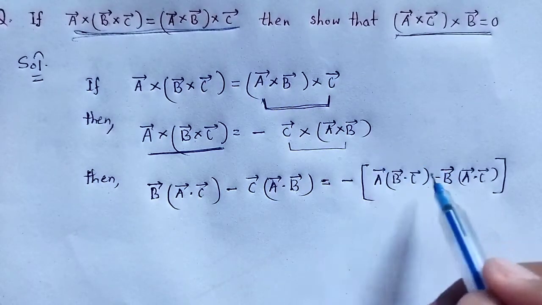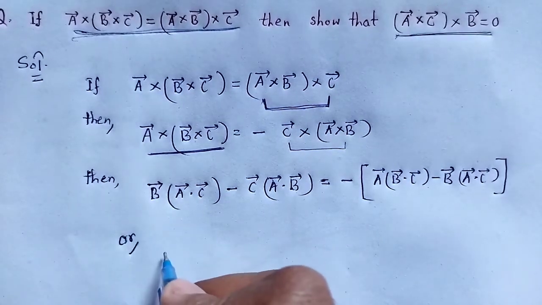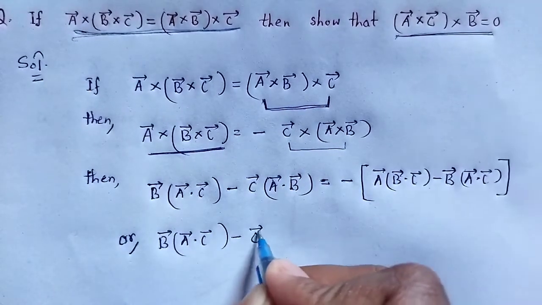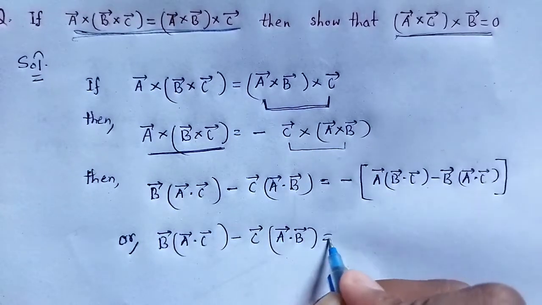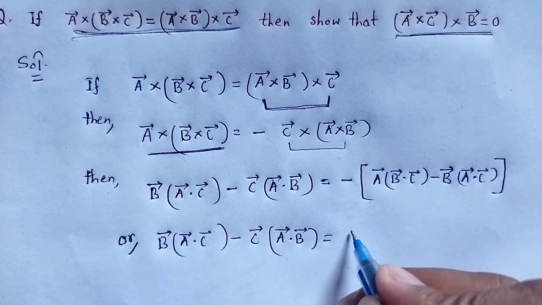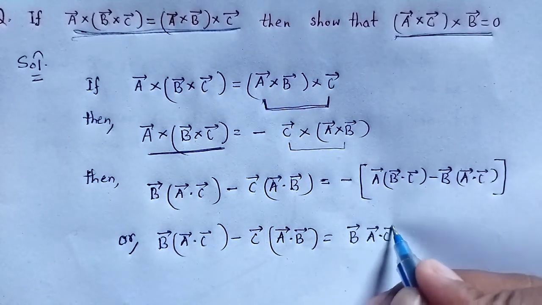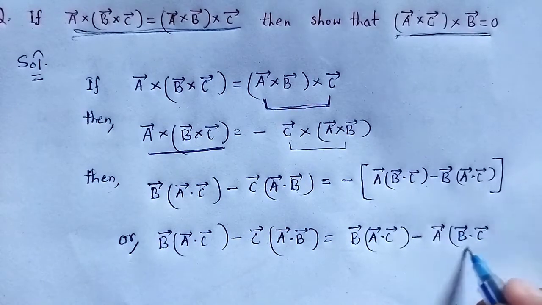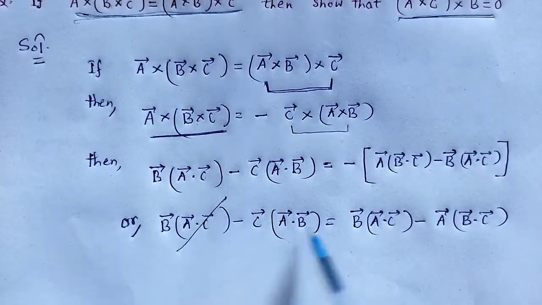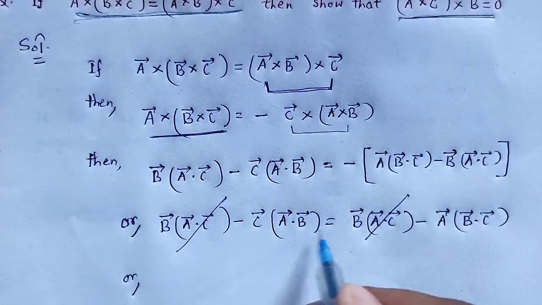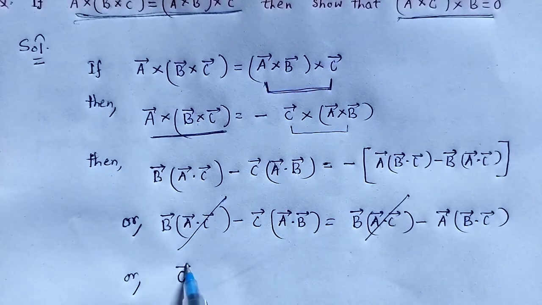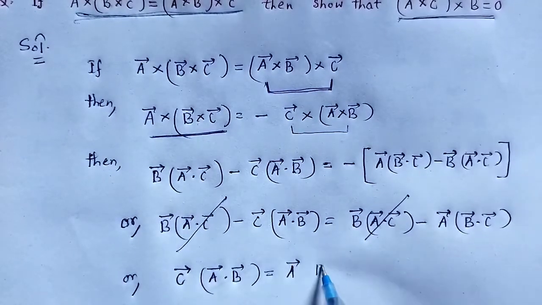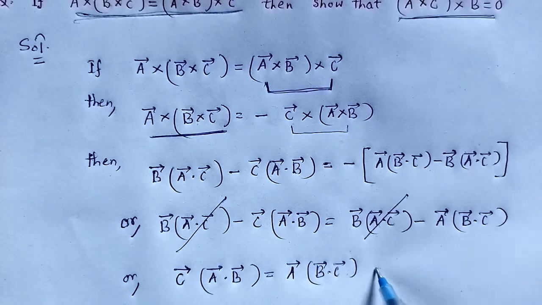I also use the expansion formula in that case: B of A dot C minus C of A dot B. When the minus is multiplied, we get B of A dot C minus A of B dot C. This will be cancelled with each other, negative also cancels, then I get C vector of A dot B is equal to A vector of B dot C. Let this be equation number 1.